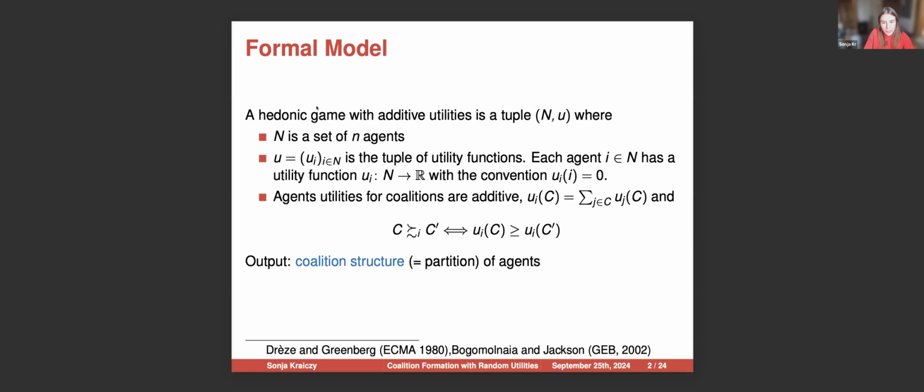So where does the additive part come in? An agent evaluates a coalition, which is just a subset of the agents, by taking the sum over the utilities of the agents in that coalition. And then we can talk about preferring coalitions. An agent will prefer or weakly prefer coalition C to C prime if she has higher utility for C than for C prime, and similarly will strongly prefer if it has strictly larger utility. And as I said already, the goal is to partition the agents into these coalitions, and then every agent can afterwards evaluate the utility for their own coalition, the utility for other coalitions, and so on.